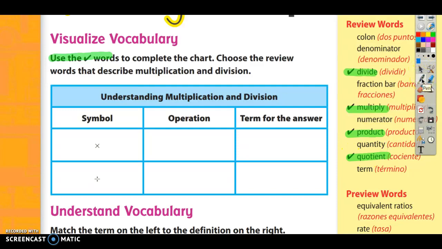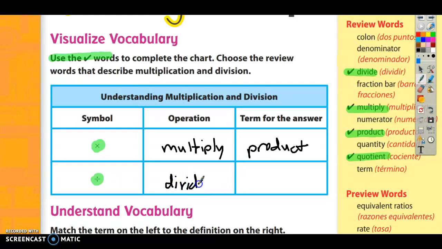And the operation, well, this is clearly multiply. And the term for the answer is the product. It's really important that you recognize and memorize this. This will be assessed. The answer to a multiplication problem is called the product. The answer to a division problem, so divide goes here. The answer to a division problem, we've gone over this in both modules 4 and 5, is a quotient. Okay, we used all our checkmark words, and those all make sense.